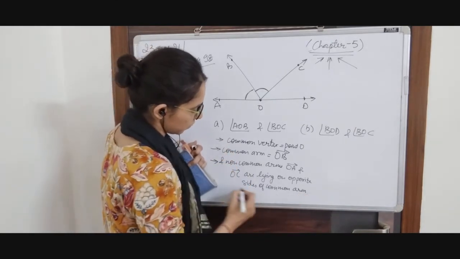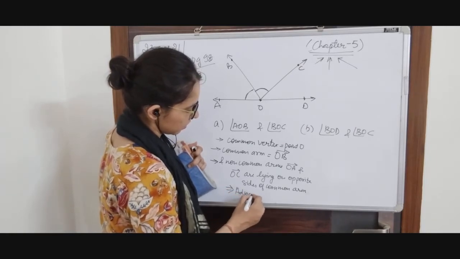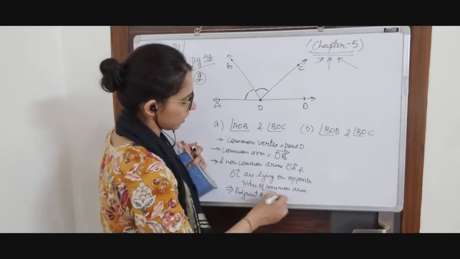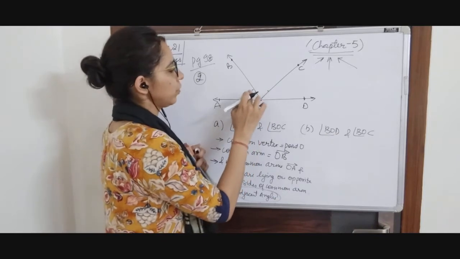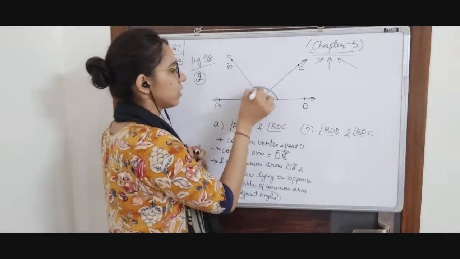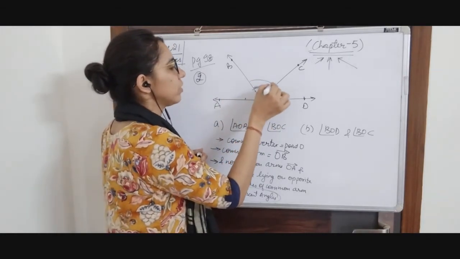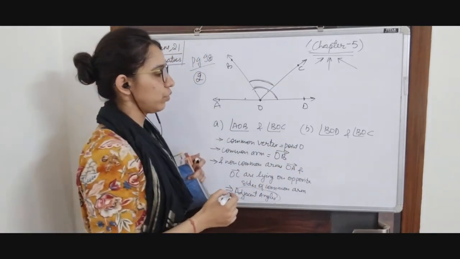Common arm, so it implies they are adjacent angles. Okay, these are adjacent angles. Now, which angle is BOD? This angle is here. And BOC is this. So are they adjacent? No.